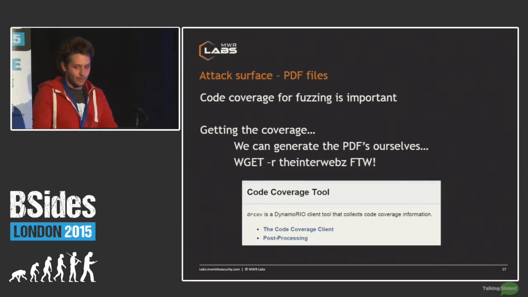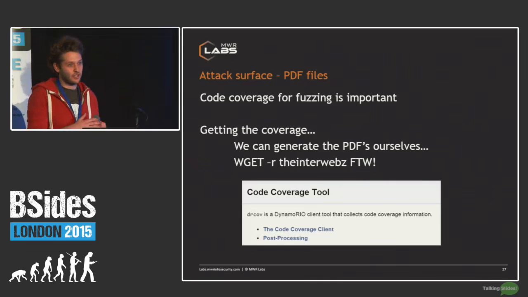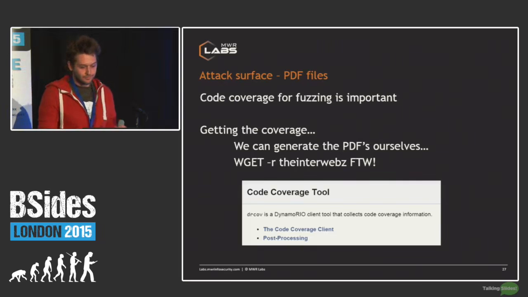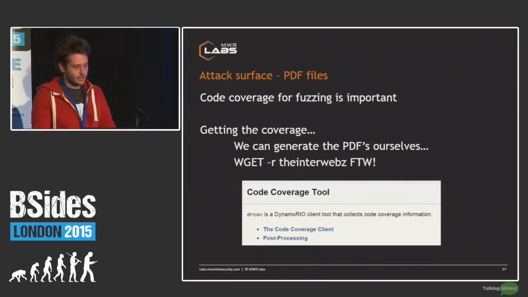Now that's great. We have lots and lots of PDFs, but we want to reduce the amount of PDFs we have before we fuzz them, because a lot of these PDFs aren't actually going to add new coverage. So we only want to fuzz PDFs that are going to add new coverage. So the way we did that is we wrote a little script around the DynamoRIO drcov tool.